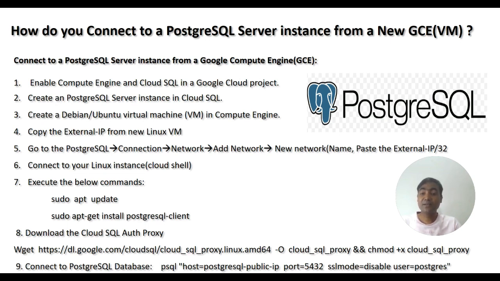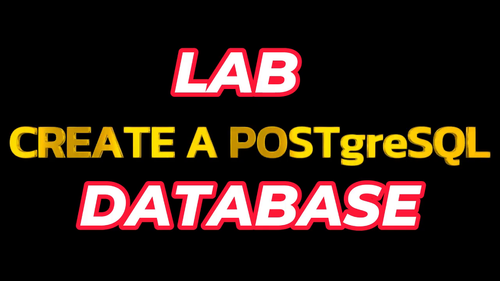After that, guys, you can connect to your Linux server or launch your Linux server using SSH. Then, as I mentioned, all the commands, as you can see here, you can execute one by one. After that, you can download the Cloud SQL auth proxy. Then you can connect to the PostgreSQL database from your Linux server. Guys, now I'll switch to the GCP console web portal page. Then I'll show you the lab in all the step detail as I mentioned here.